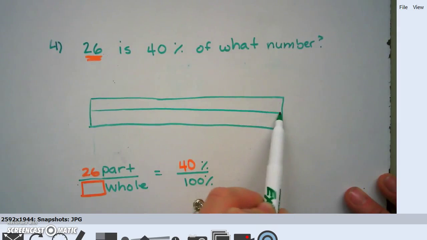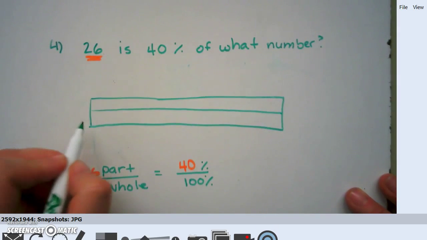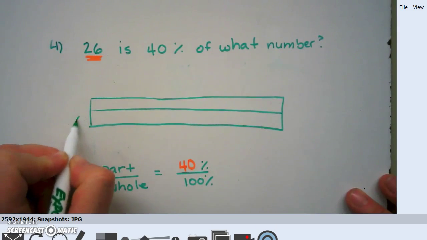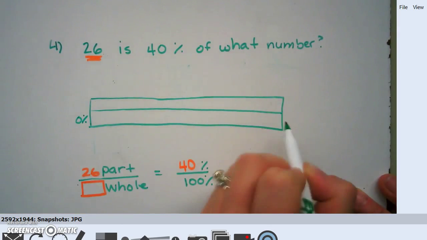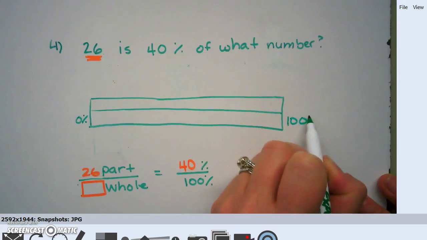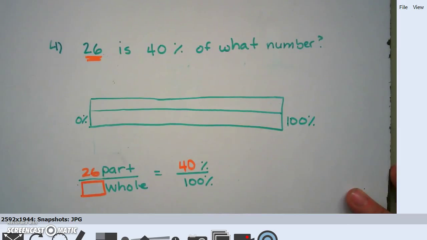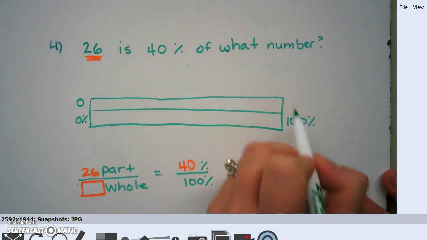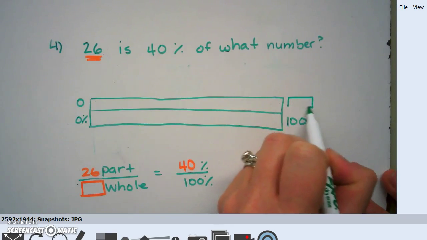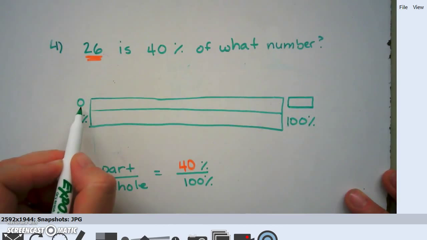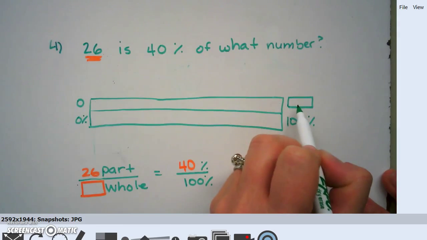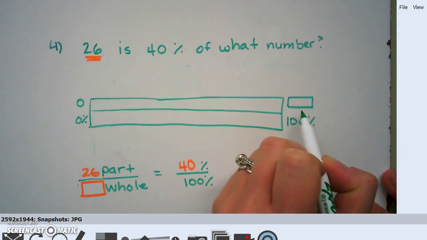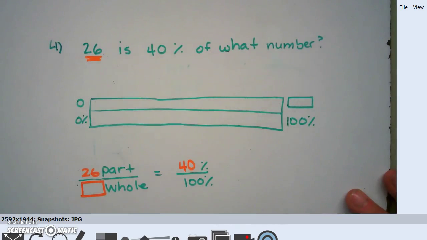We can draw a picture to help us solve this problem. The bottom portion of my rectangle is going to represent my percent, and it can go anywhere from 0 all the way up to 100. My top portion of my rectangle is going to stand for my whole. The least amount it can be is 0, and I don't know what the full amount is yet. That's what I'm going to find out.